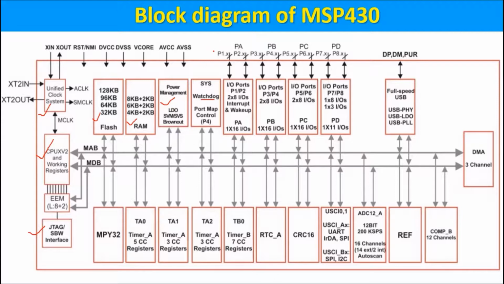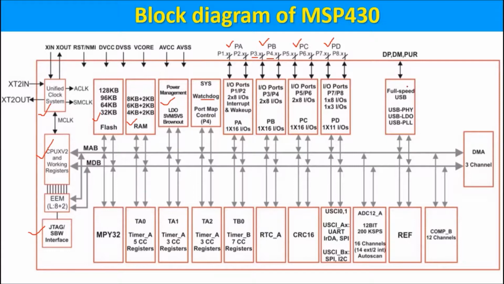But if you want to use a 16-bit port, then you can combine port P1 and P2 together, which is called port PA. Similarly, ports P3 and P4 can be combined to get a 16-bit port PB. P5 and P6 can be combined to get a 16-bit port PC, and P7 and P8 can be combined to get a 16-bit port PD.